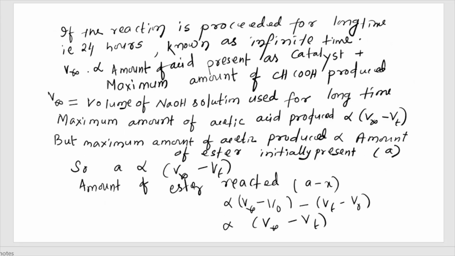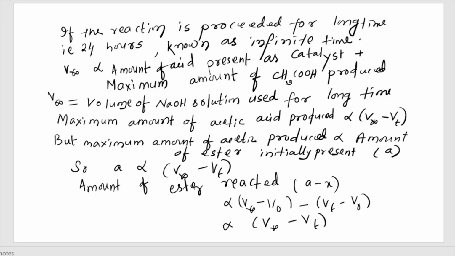If the reaction proceeded for half an hour or one hour, it is okay. But if it proceeded for a long time, that is 24 hours or more than 24 hours, that is known as infinite time. If the reaction proceeded for 24 hours or more, then what is the final value? That should be V infinity. So V infinity is the amount of acid present as catalyst plus the amount of acetic acid. That is equal to V infinity, the volume of NaOH used after a long time.